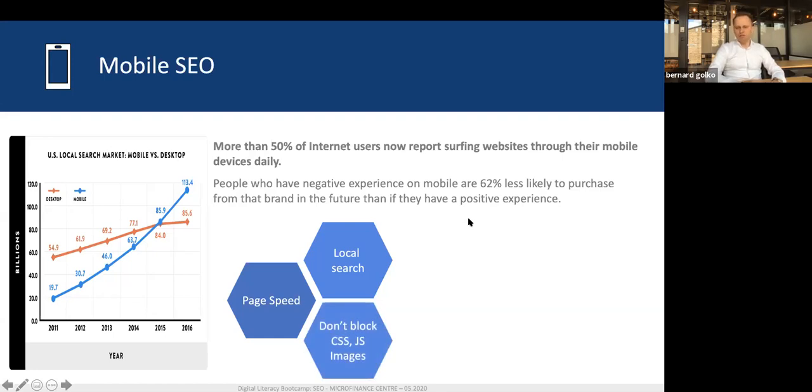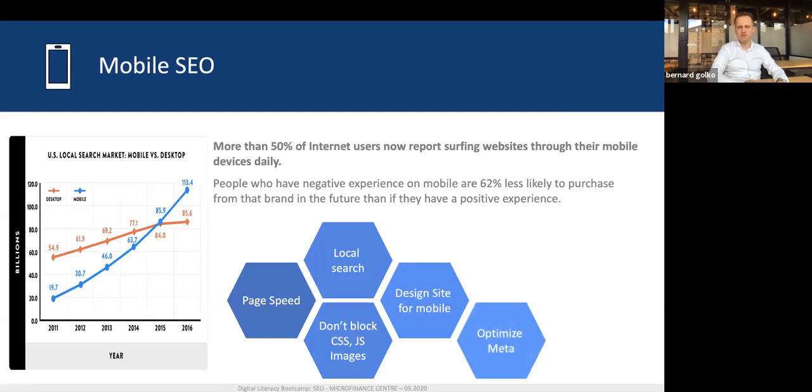You shouldn't block CSS, JavaScript and images anymore. Desktops and mobiles understand this correctly. Lots of companies still have such rich content blocked. Design your site for mobile. Start with mobile, not with the bigger screen.